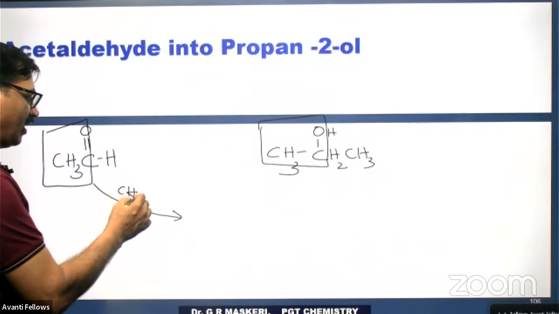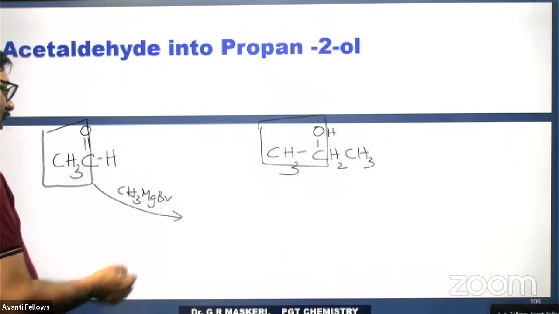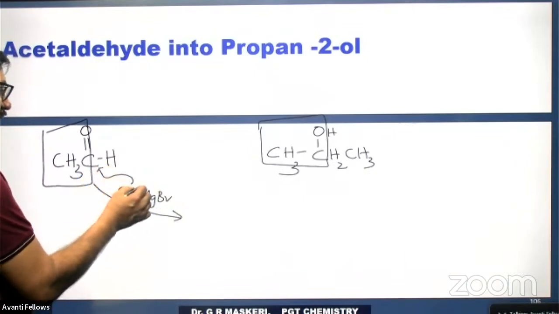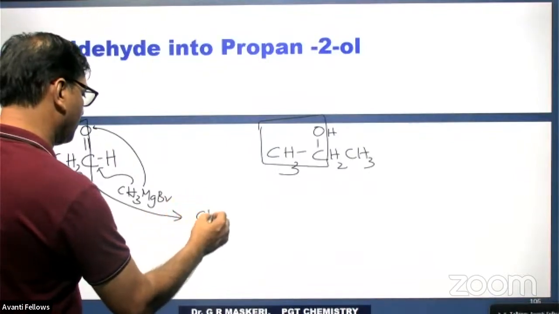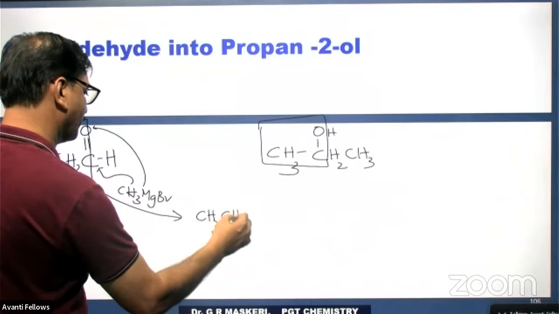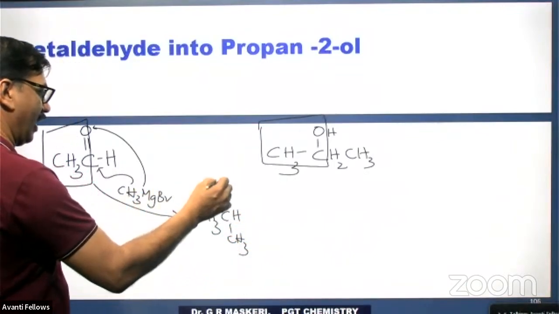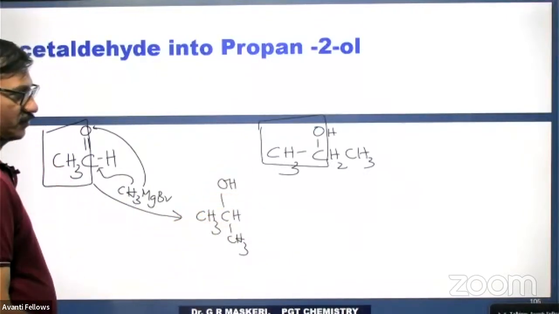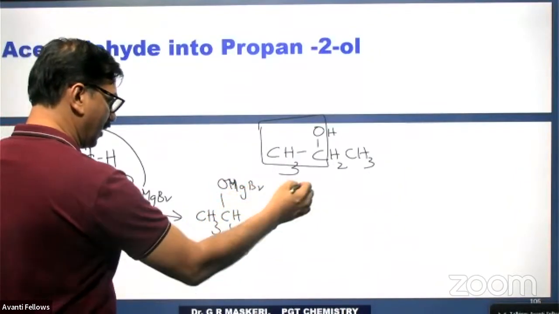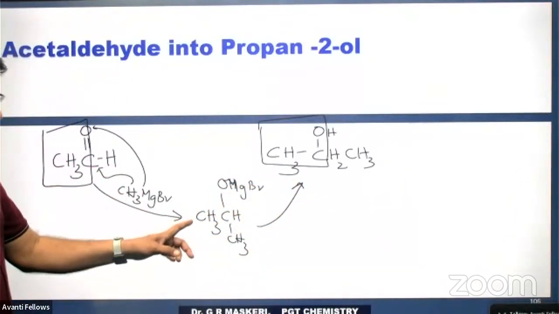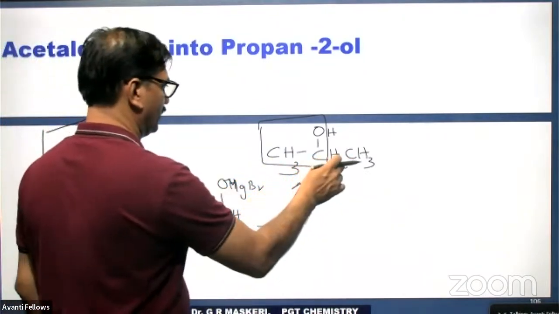Therefore, CH3MgBr, methyl magnesium bromide. As usual, the alkyl group will go to carbon and MgBr to the oxygen. This mechanism you remember. CH3CH with the CH3 attached from the Grignard reagent, and this O becomes OMgBr. Upon hydrolysis this will give you CH3CHOHCH3. This is not CH2.